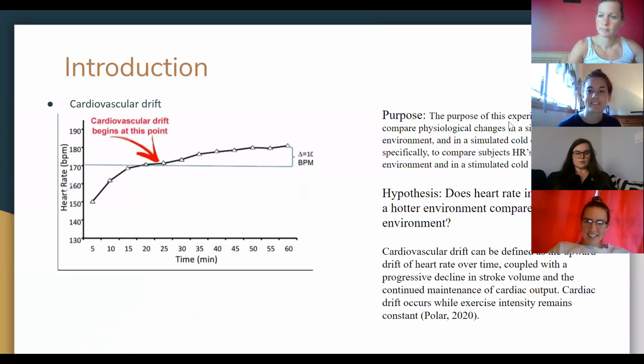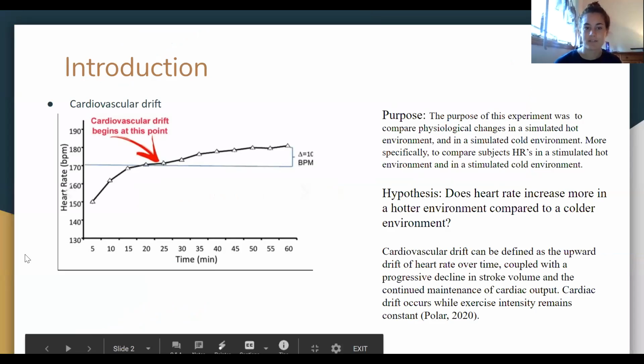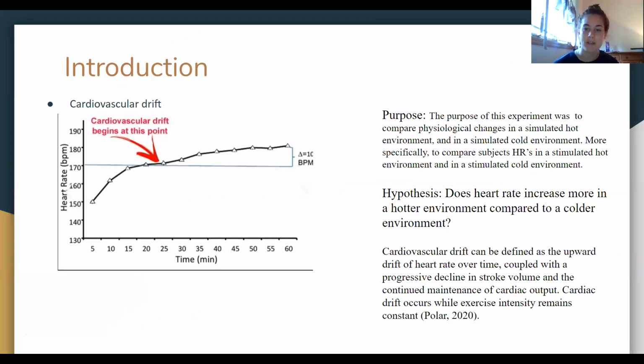Okay, so today Jess and I will be talking about environmental physiology lab and how the subject's heart rates compared in a hot and cold environment. So first off, the purpose of this experiment was to compare physiology changes in a simulated hot environment and in a simulated cold environment. More specifically for Jess and I, the purpose was to compare subject heart rates in a simulated hot environment and in a simulated cold environment. So our hypothesis was, does heart rate increase more in a hotter environment compared to a colder environment?